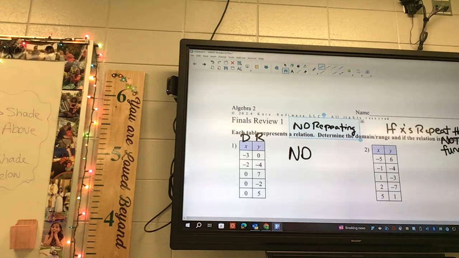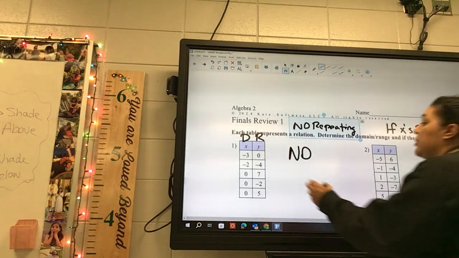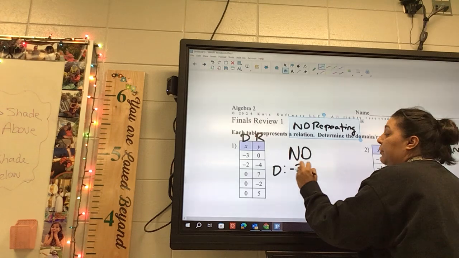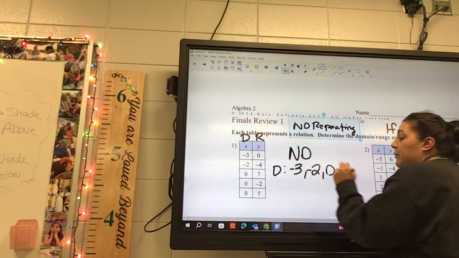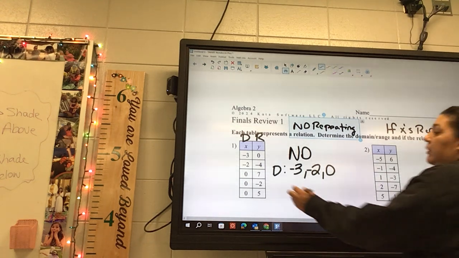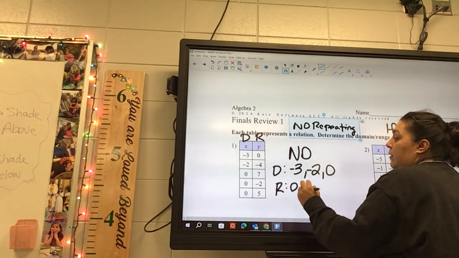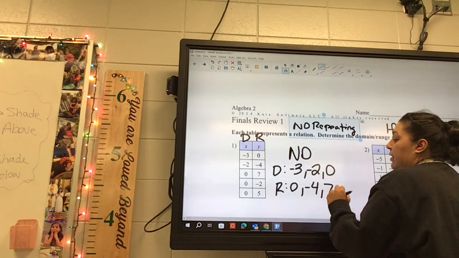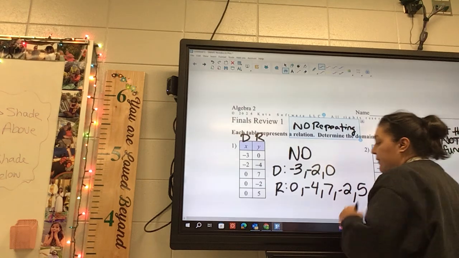Okay, my second part, and it doesn't matter which order you write this, the domain then is -3, -2, and 0. That's what we're talking about, no repeating. You can't write 0, 0, 0. We only write it down one time. Okay, the range is going to be 0, -4, 7, -2, and 5.